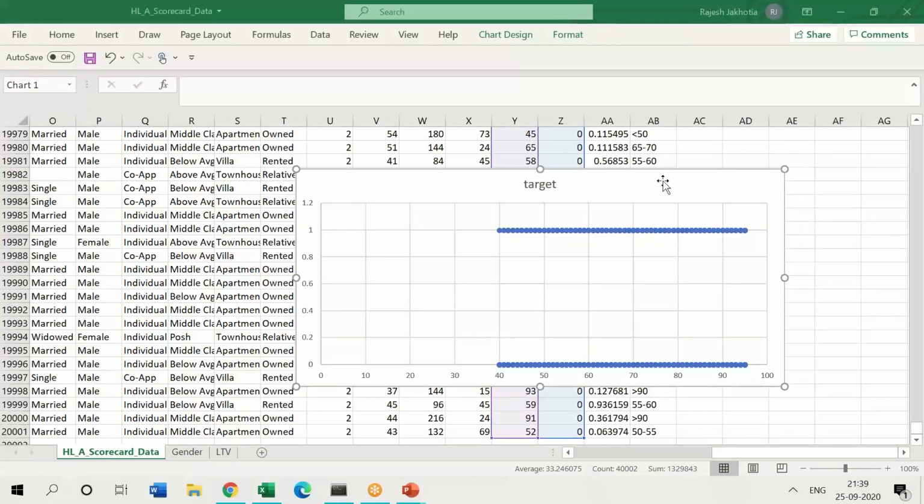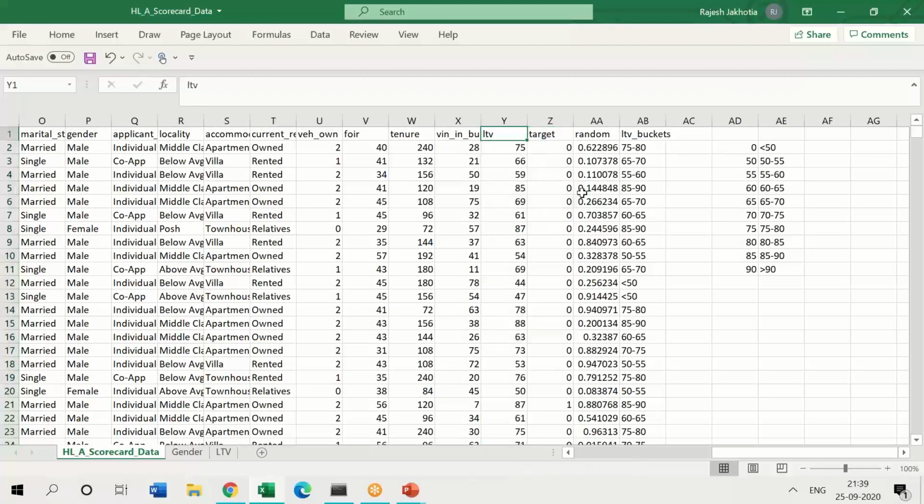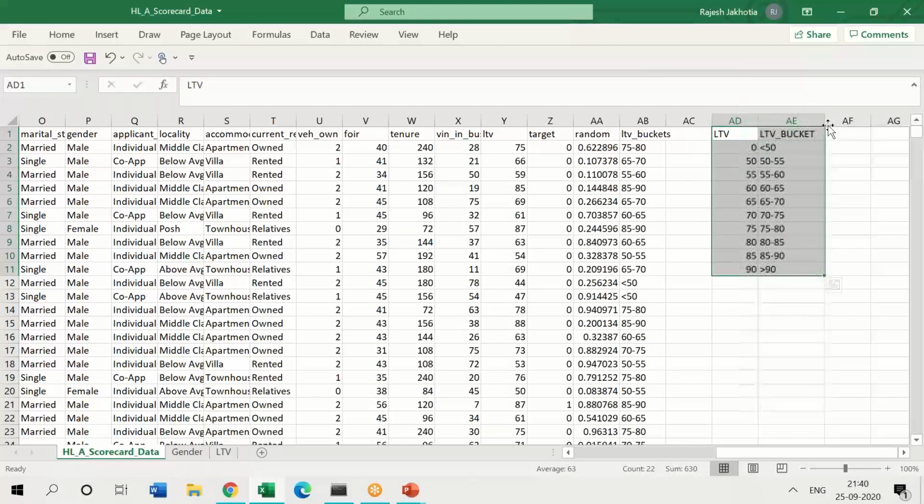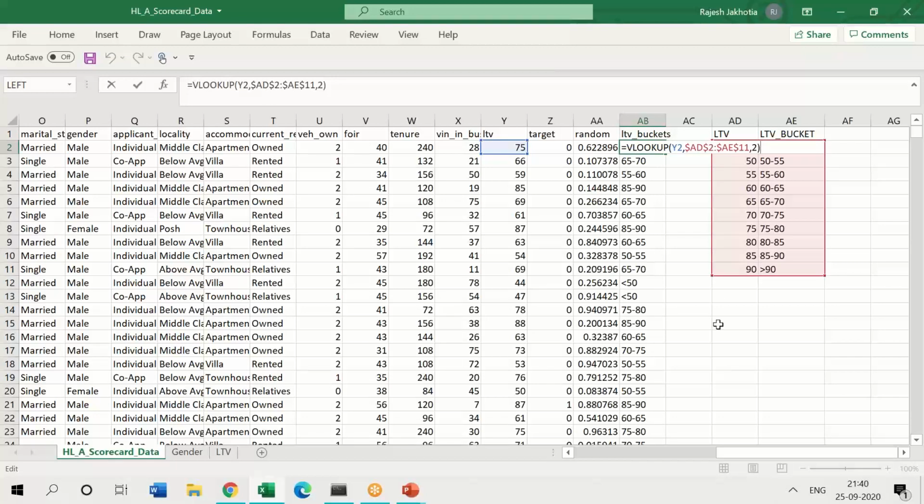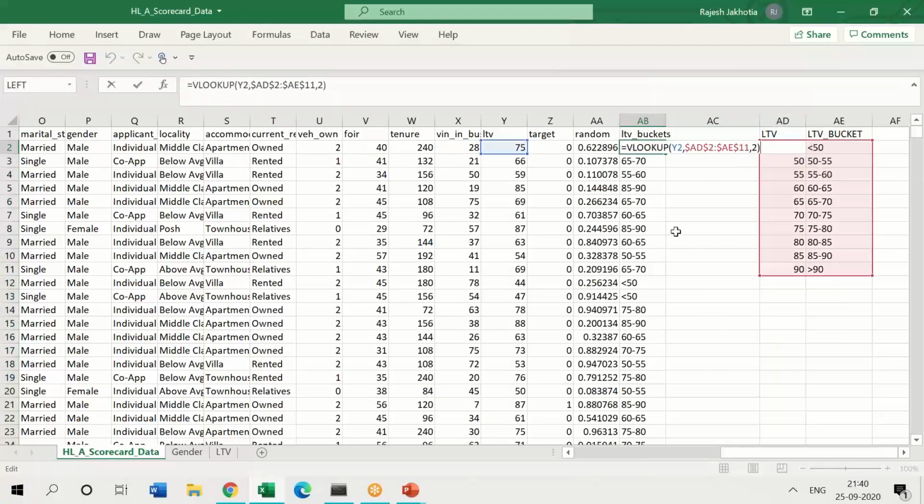So to make sense out of this plot, what we need to do is convert the LTV into LTV buckets. I'm just creating an LTV and LTV bucket table here, just a mapper table, and I'm using a VLOOKUP functionality where I'm saying VLOOKUP 75 in this table, and based upon the value of LTV, it will choose the appropriate bucket.